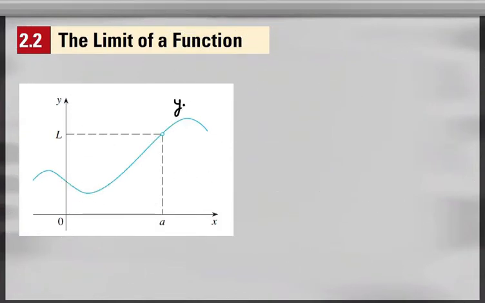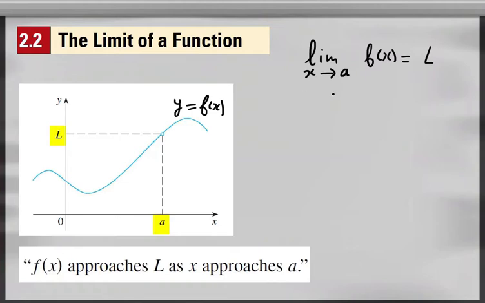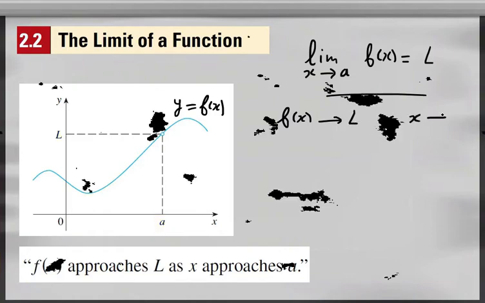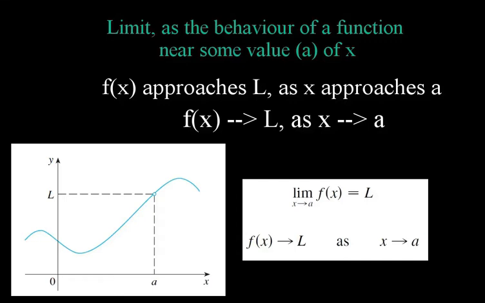If this graph represents a function f of x, the limit as x approaches a of f of x equals the value L. Some people might also write it as f of x arrow L as x arrow a. So roughly speaking, this is saying that the values of f of x tend to get closer and closer to a specific number L as x itself gets closer and closer to the number a, from either side of a, from the left or from the right.